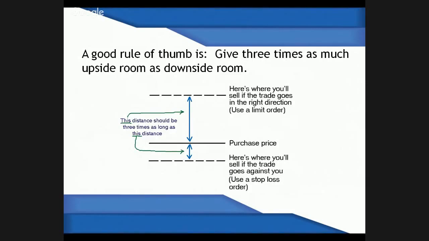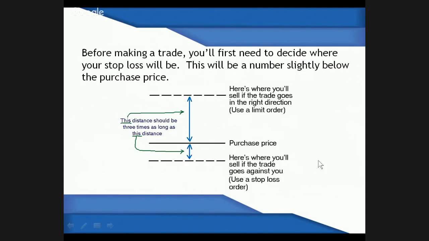A good rule of thumb is to give 3 times as much upside room as downside room. So before making a trade, you'll first need to decide where your stop loss will be. This will be a number slightly below the purchase price. Here's the purchase price, and here's where you'll put your stop loss order.